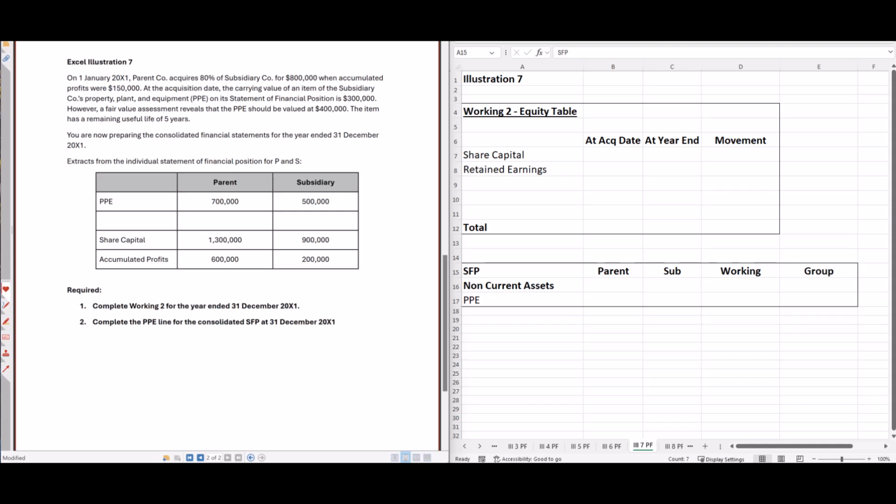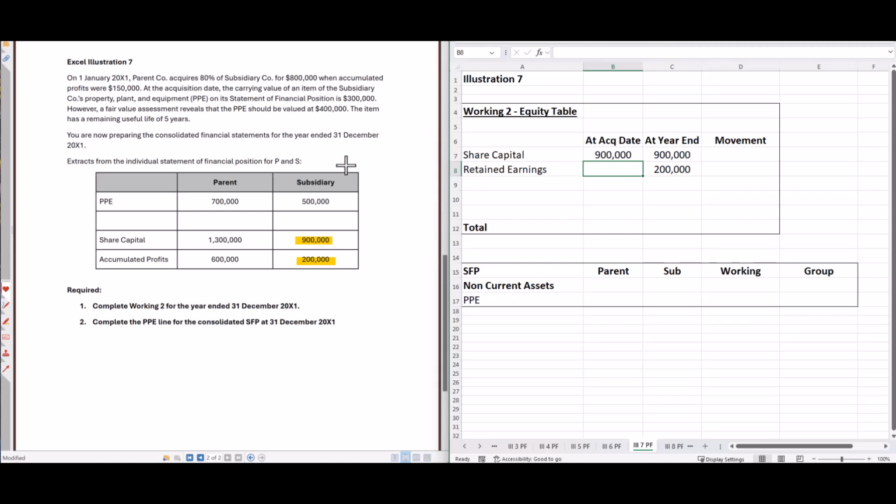Right, okay, let's have a look at this. Remember, when we're doing our equity table, we always start with what we know. In this case, they give us some detail up at the top here about the acquisition date. We're preparing the statement of financial position. So let's pick up first of all for our equity table the 900 and 200 of share capital and accumulated profits at the year end. Remember, we always start with those. We plug those in. The share capital then never changes, so we put that in here.